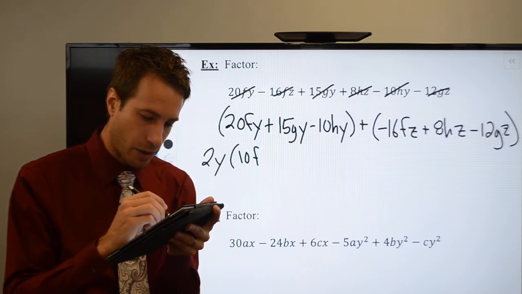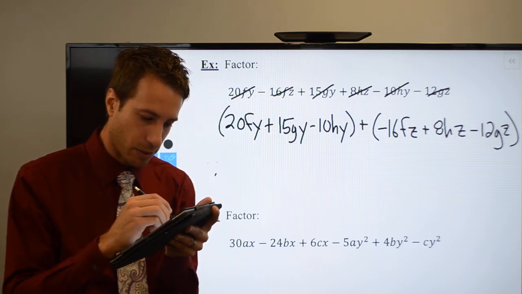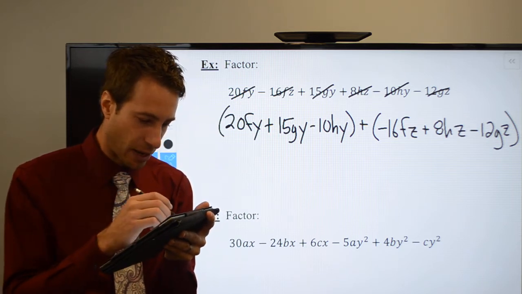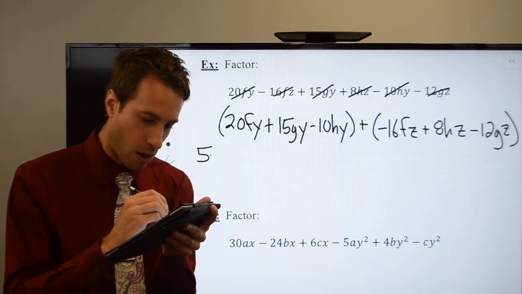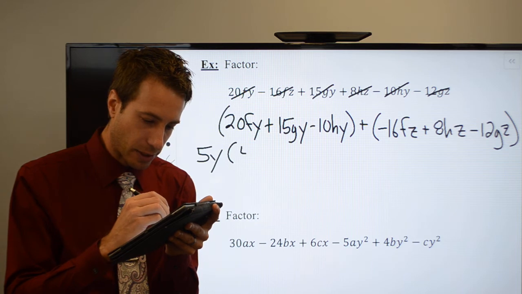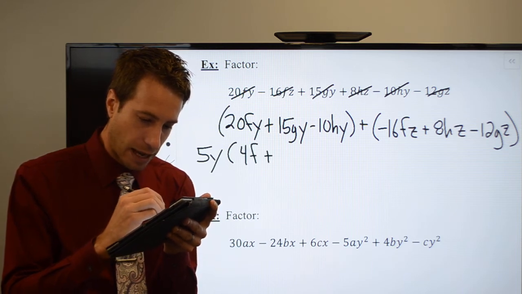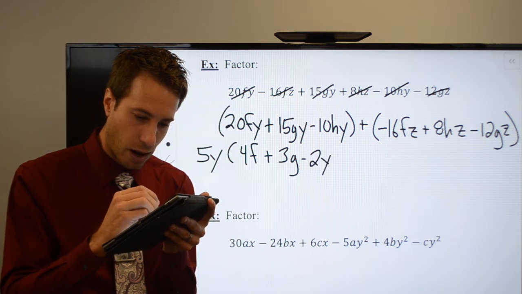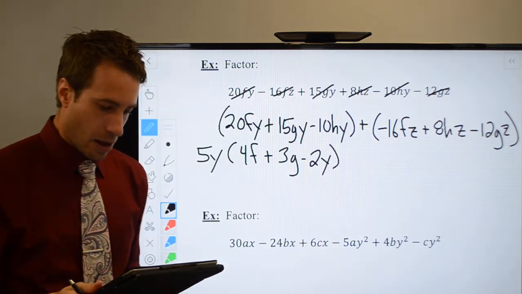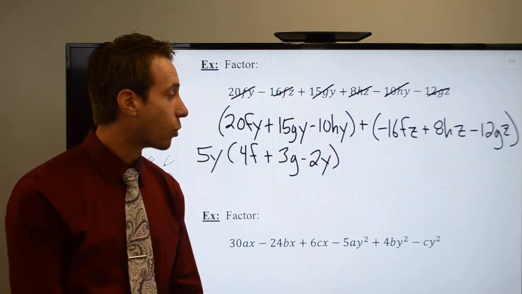That's going to leave me with 10f. Sorry, hold up. Nope. I cannot pull a 2 out of 15. How about we pull a 5 out of all of those? Let's go 5y. Leaves me with a 4f, a 3g, and a minus 2h. Better.